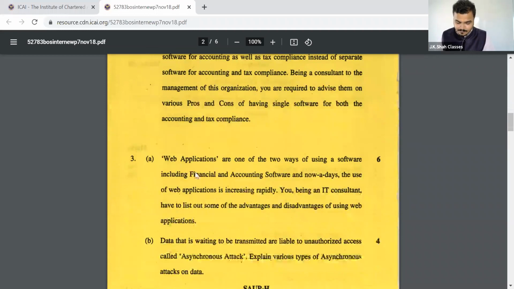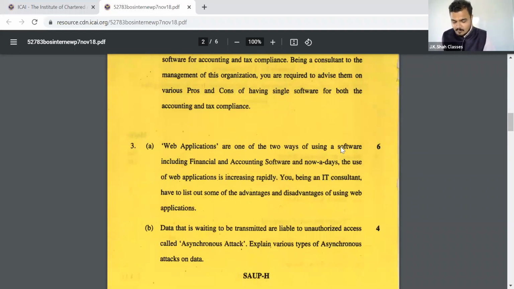Yes. See this. Web applications are one of the two ways of using software, my dear child. Remember chapter number 2, question number 10: advantages and disadvantages of using web applications. Six marks plus 4 marks, total 10 marks, and earlier a 2-mark question, so 14 marks is done.